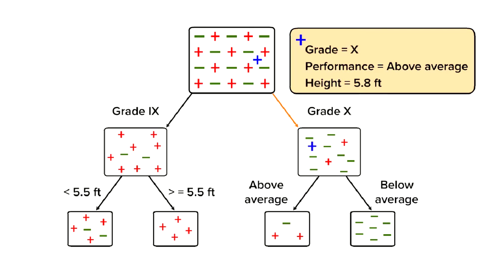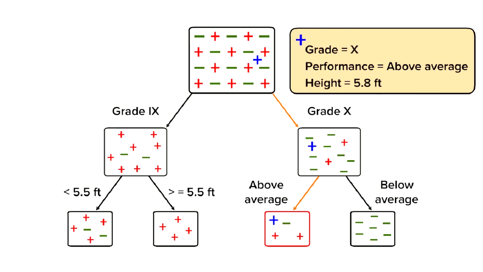Now, the new student is a part of the decision node to the right. As we can see in the picture, the next decision to be made is on the basis of performance. The recorded performance of the new student is above average. As a result, the new student lands on the terminal node to the left as shown in the image on the screen. As this node is not split any further, we now have to make a decision based on this node.